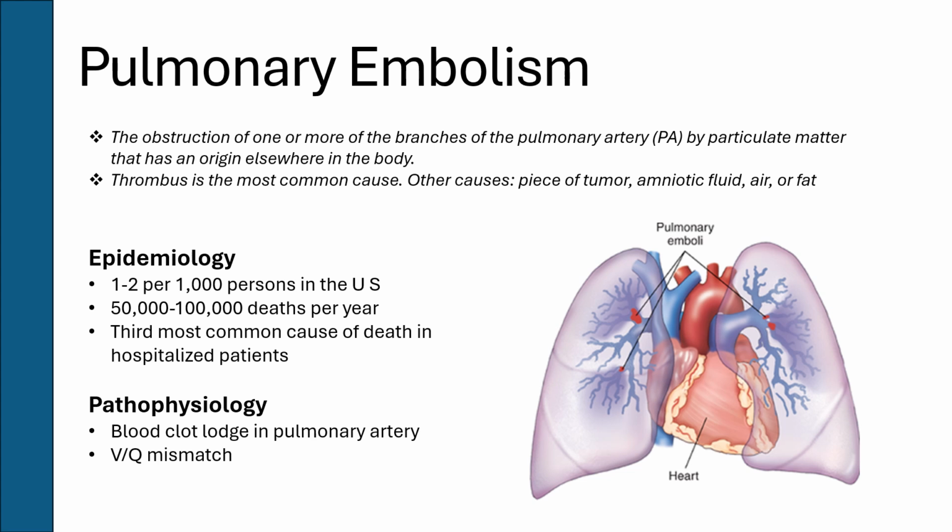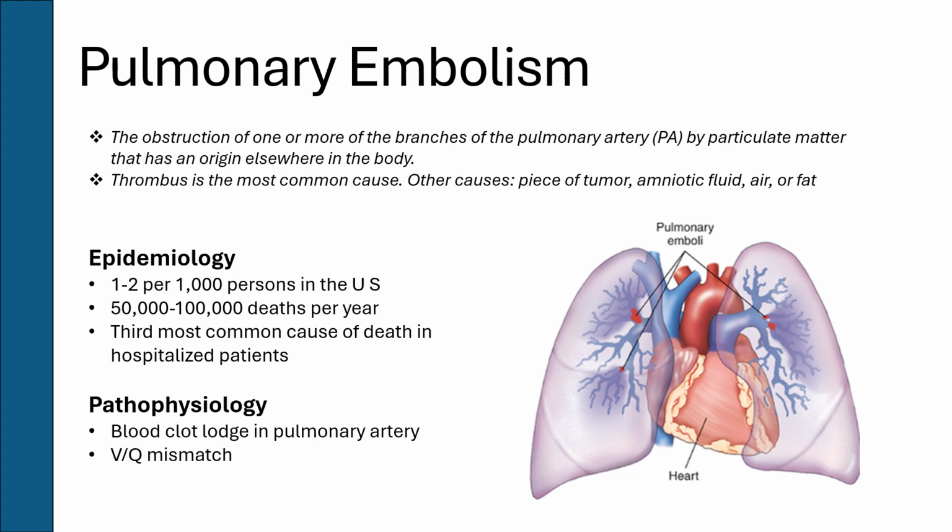So by definition, it is the obstruction of one or more of the branches of the pulmonary artery by particulate matter that has an origin somewhere else in the body. So technically, it doesn't have to be a DVT. It can be just some other thrombus floating around and it gets into your lungs. But DVT is going to be the number one risk factor. So thrombus is the most common cause.